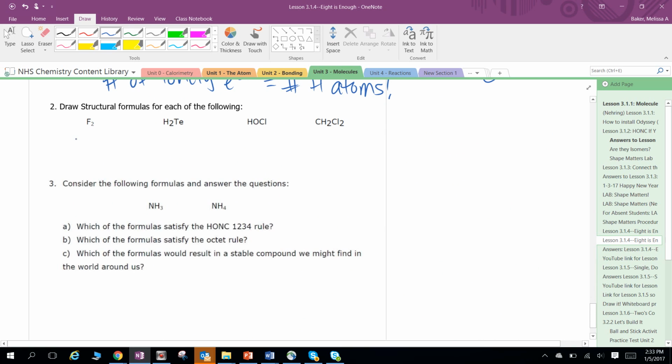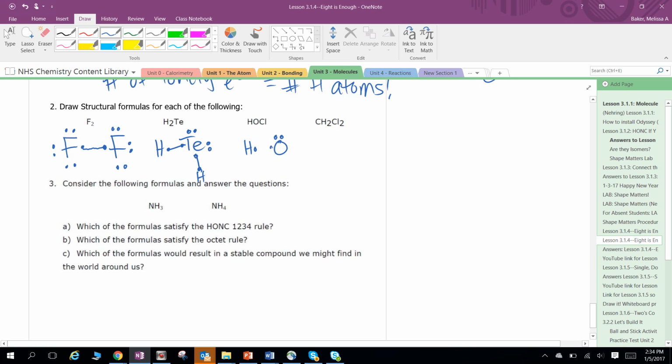Then it wants us to draw some structures. So the way that I like to tell people to draw these is first draw the dots. So since fluorine is in group 7A, each of these gets 7 valence electrons. And then connect the dots. Te has 6 valence electrons. I'm going to point the lonely electrons at each other on purpose so then I can connect them to create the structural formula.